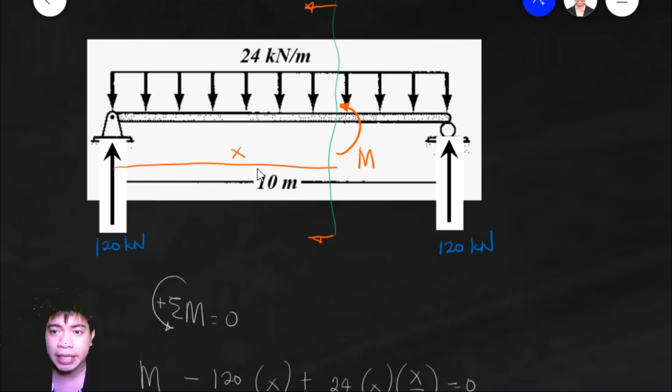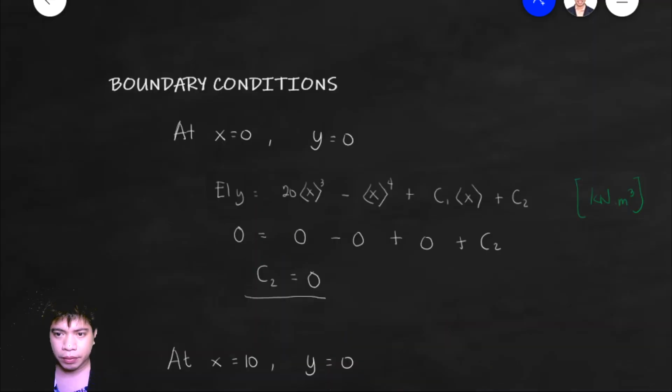So at x equals to 10, then y is also equal to 0. Again, at x equals to 10, x man yung ating distance from the left support. So at x equals to 10, y is equals to 0. So yun yung ating gagamiting boundary condition. So yun na nga guys, ito yung ating second na boundary condition at x equals to 10, y is equals to 0.